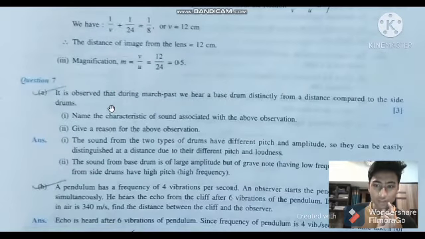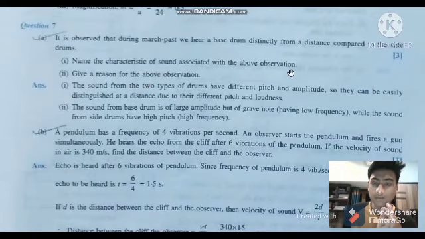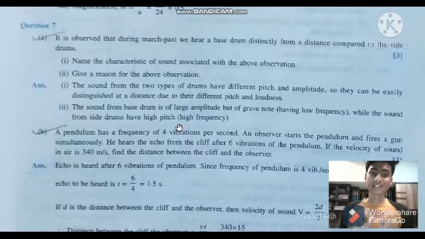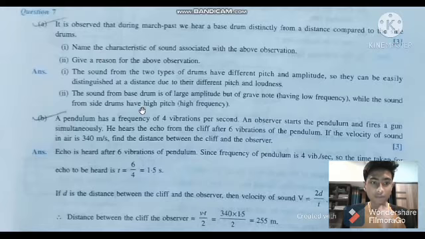Okay. Next question states, let's observe during the march past we hear a bass drum distinctly from a distance compared to the side drums. Name the characteristic of sound with the above observation. Obviously, the thing that distinguishes them is that they're different in pitch and loudness. That's the answer. Since they have different pitch and amplitude, ultimately the loudness is going to matter. That's the distinct point.